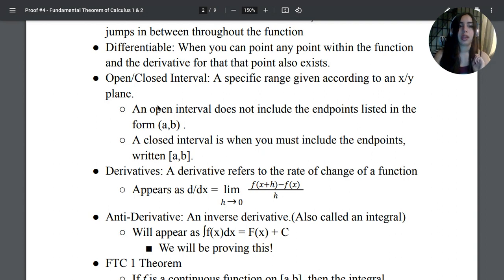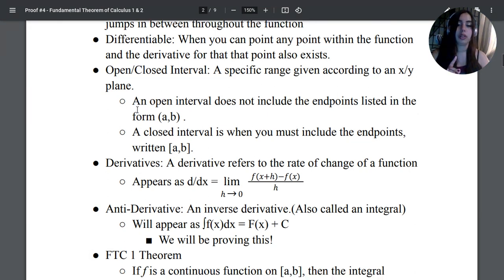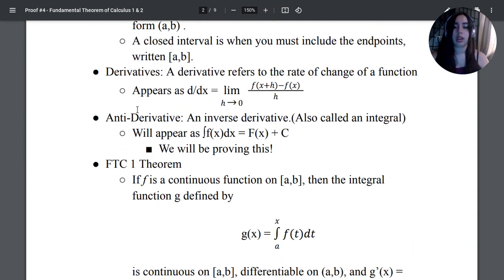for [a, b]. The other thing that we need to keep in mind is derivatives. This refers to the rate of change of a function, and it'll appear as d divided by dx. Its formal definition is the limit as h goes to 0 of f of x plus h minus f of x over h, which we'll be using for our proof. Another thing to keep in mind is the antiderivative. This is the inverse of our derivative and is also called an integral. It will appear as the integral of f of x dx is equal to big F of x plus c. And this is a little bit of what we will be proving.